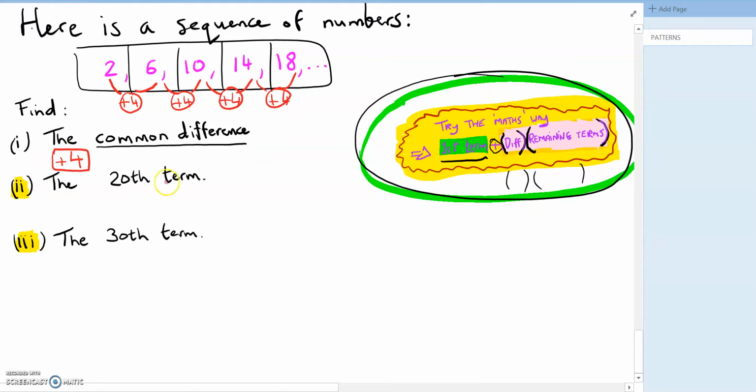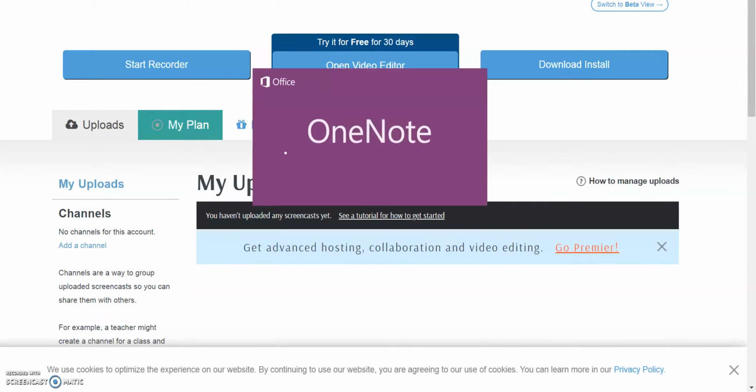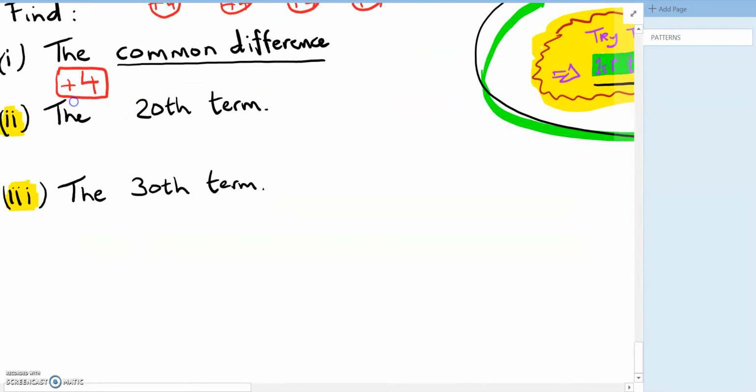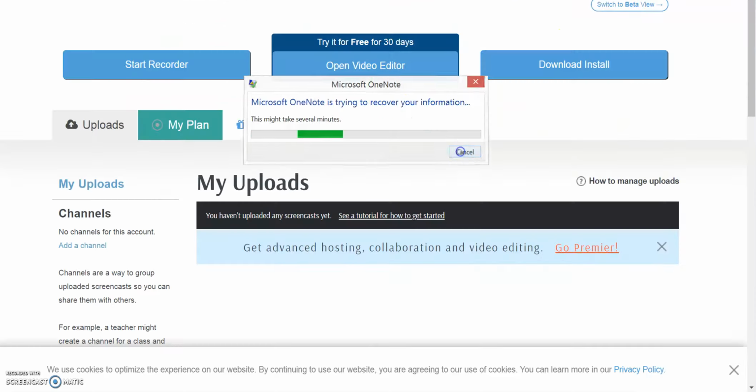Now what's the 20th term? Well, to figure out these big long terms, I get my first term. Remember, over here, it's written here. First term, which is 2, plus the difference, which I've just worked out is 4, by the terms remaining. That would be 19, wouldn't it?